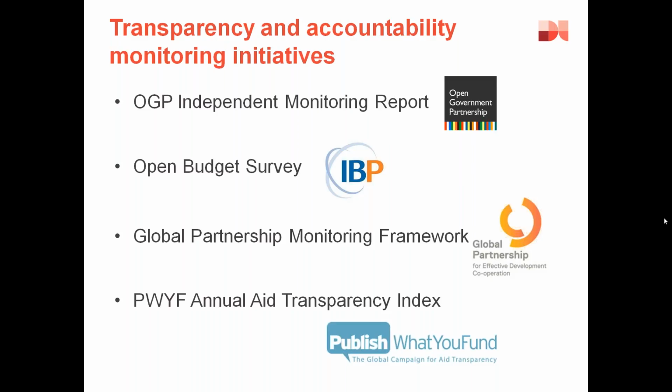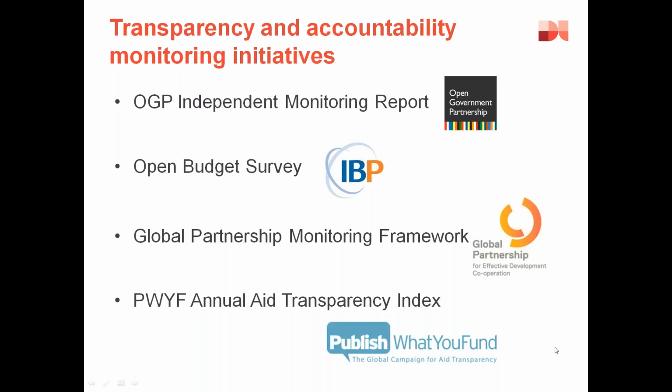The Open Budget Survey is managed by the International Budget Partnership. They assess budget transparency, participation and oversight in over 100 countries around the world. Many of you may be familiar with the Global Partnership for Effective Development Cooperation's monitoring framework, which tracks progress in implementing their aid effectiveness principles, one of which is greater transparency and accountability. And also with Publish What You Fund's Aid Transparency Index, an annual independent review to track and rank the progress by donors in making their aid transparent. Just to highlight here that both Publish What You Fund and the Global Partnership are using organisations' IATI data to inform their assessments.